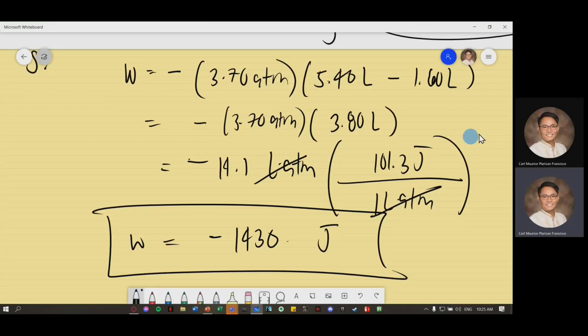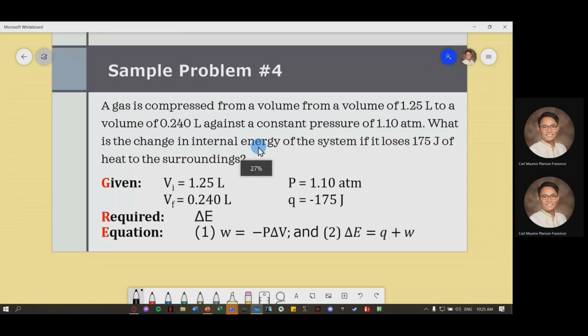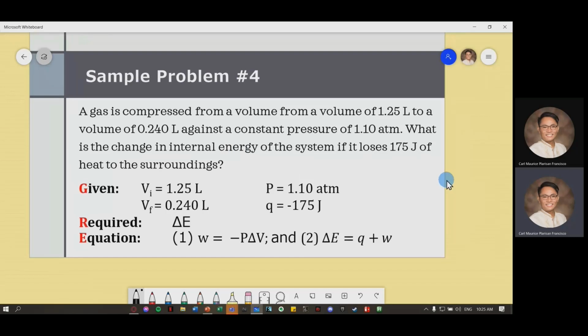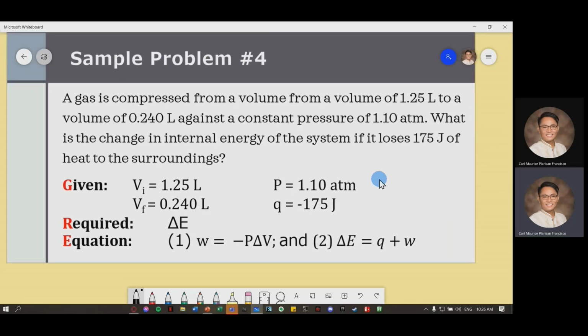Next example, sample problem number 4. So let's read the problem once again. A gas is compressed from a volume, sorry for that typographical error. A gas is compressed from a volume of 1.25 liter to a volume of 0.240 liters against a constant pressure of 1.10 atmosphere. What is the change in internal energy of the system if it loses 175 joules of heat to the surrounding?